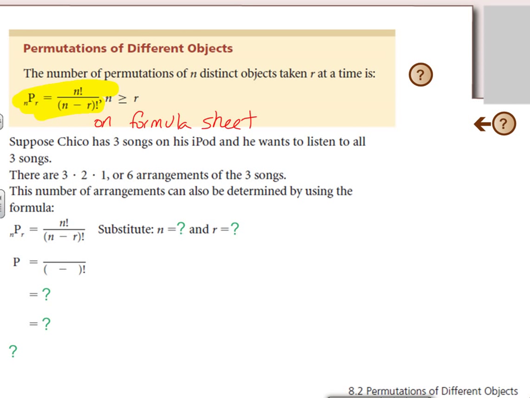So let's just say he only has 3 songs, and he's going to listen to those 3. That would mean out of the 3 songs, pick 3 of them. Or in other words, out of n whatever, pick that many.